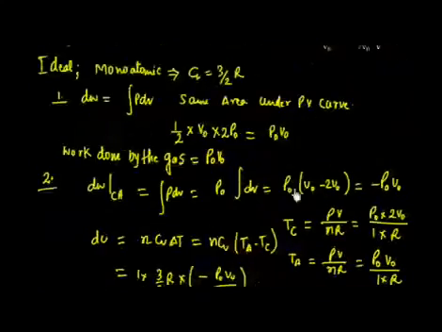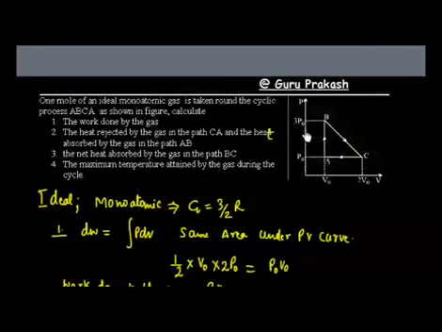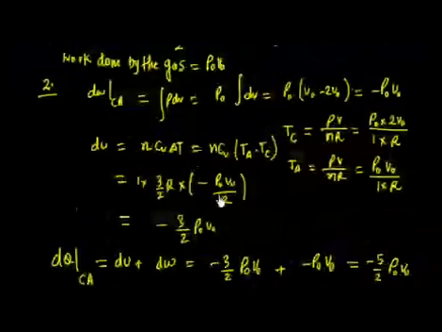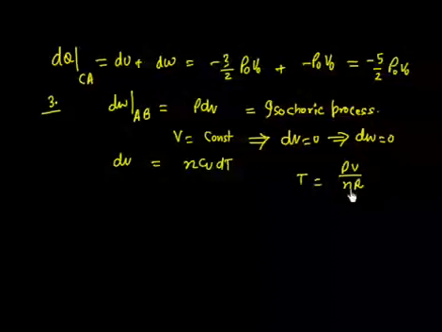Now I know the temperature at C. Somehow if I find temperature at B, again I apply the same ideal gas equation. Only thing is pressure I have 3 P naught, volume I have V naught. So temperature is PV by nR. That will give you temperature. So what is volume? Volume is V naught. You have already seen. And pressure is 3 P naught.